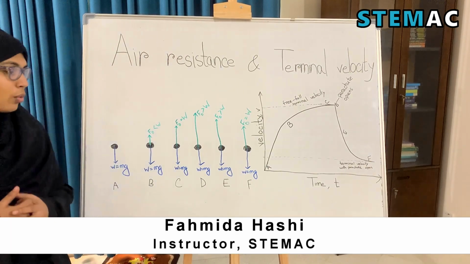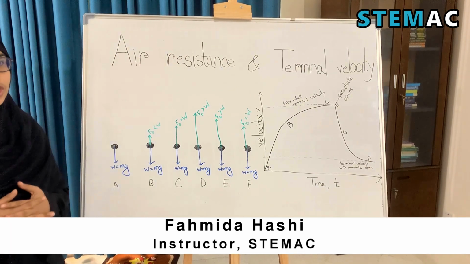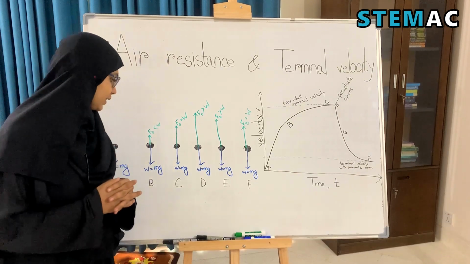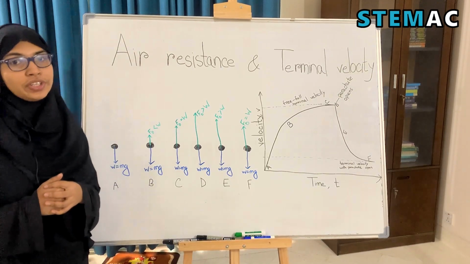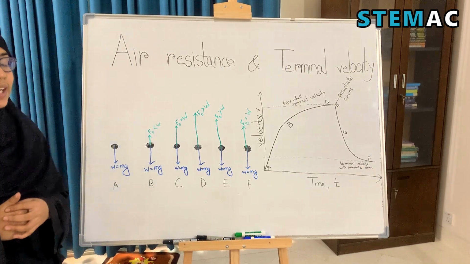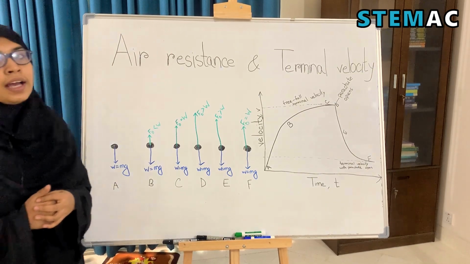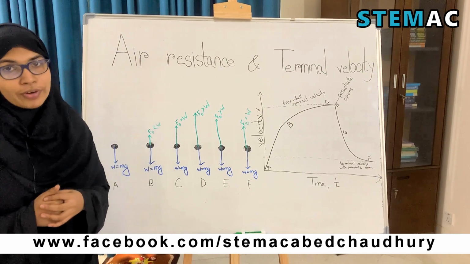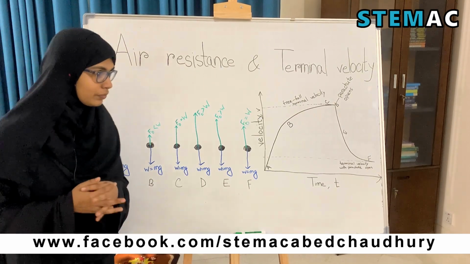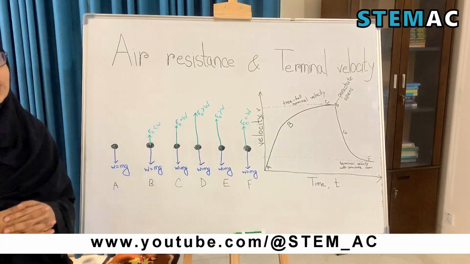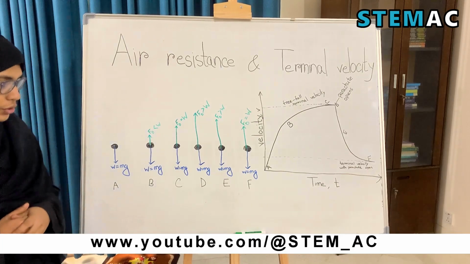Now we are going to talk about air resistance and terminal velocity. We already know by now that friction acts on moving objects. So, when an object moves through air, it experiences air resistance. Air resistance is a type of friction force when objects move through air. Air resistance is also sometimes known as drag force.